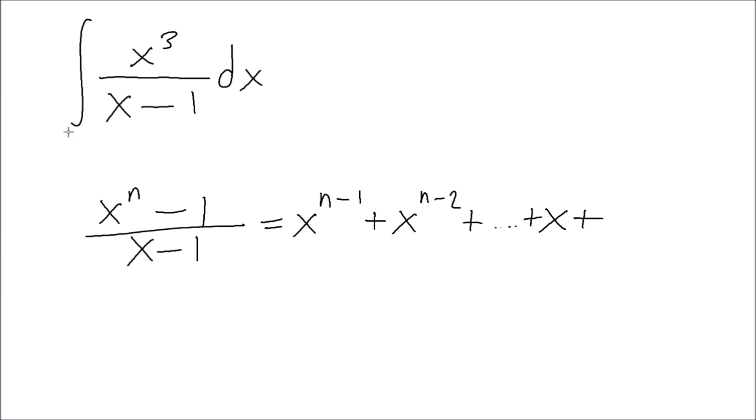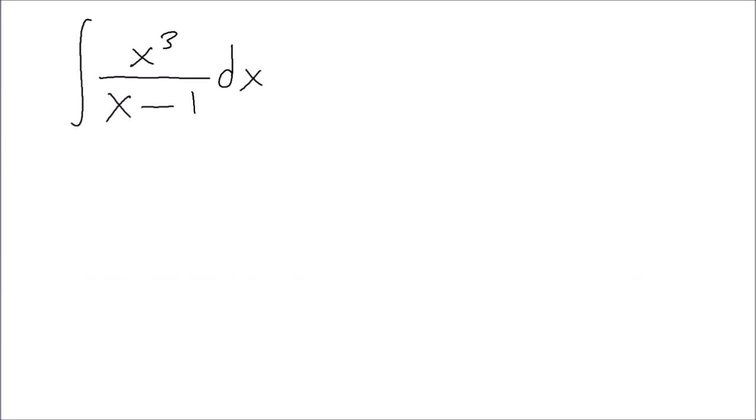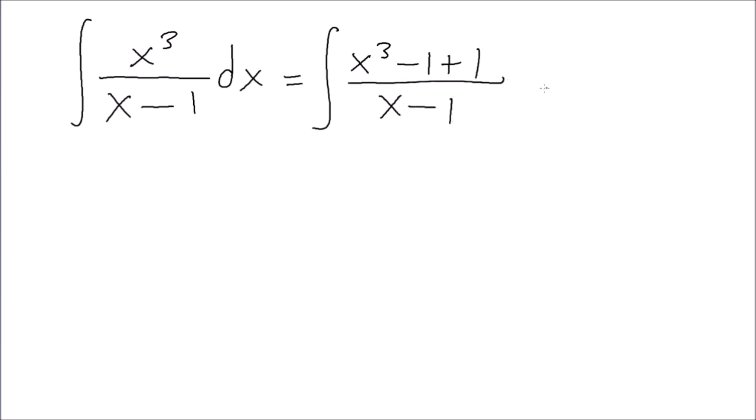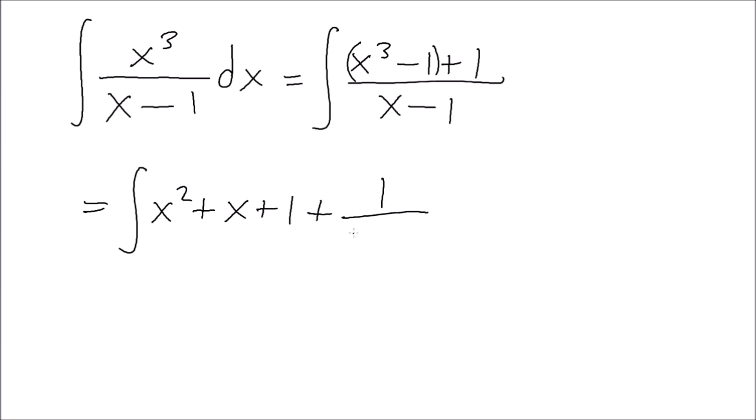So we'll go ahead and go into that. We're gonna do a zero substitution, right? So we're gonna borrow a 1: x cubed minus 1 plus 1. What this does is this part here will become x squared plus x plus 1, and then we have plus 1 over x minus 1, right?